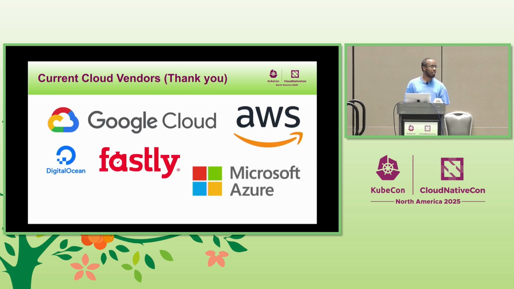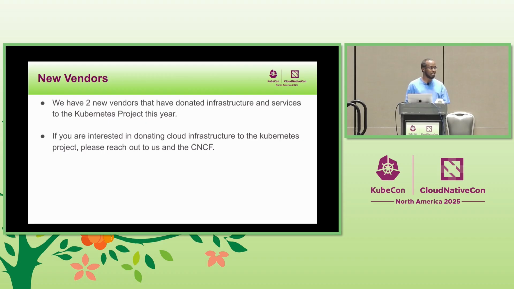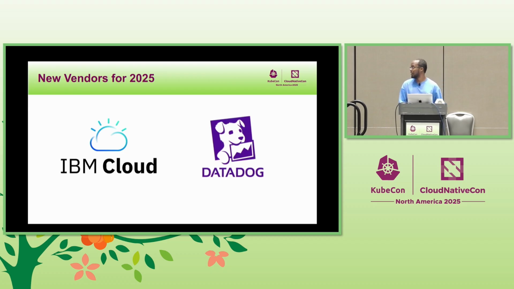These are the current cloud vendors that we work with: Google, Amazon, Fastly, Microsoft Azure, and DigitalOcean. Thank you for all the millions that you give us every year. We're putting it to good use. I want to mention that this year, we have two new vendors that have been doing some great work with us. If you're interested in donating infrastructure, please reach out to us and the CNCF. So I have two new logos this year, IBM and Datadog. Let's see what they've done for us.